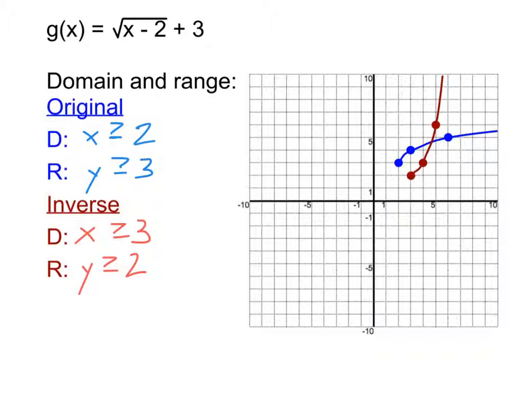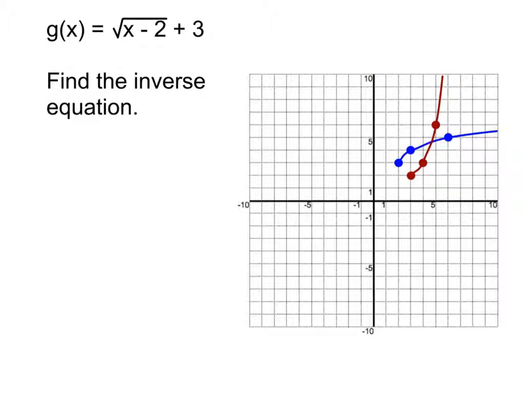Now, notice none of them are all real numbers. That is critical here. Because what if we go and find the inverse equation of our original function here? Well, if I'm going to find the inverse equation, that means starting by swapping x and y. Of course, remember, g of x is just a fancy name for y. So if I swap x and y at the start, I end up with x equals the square root of y minus 2, plus 3.